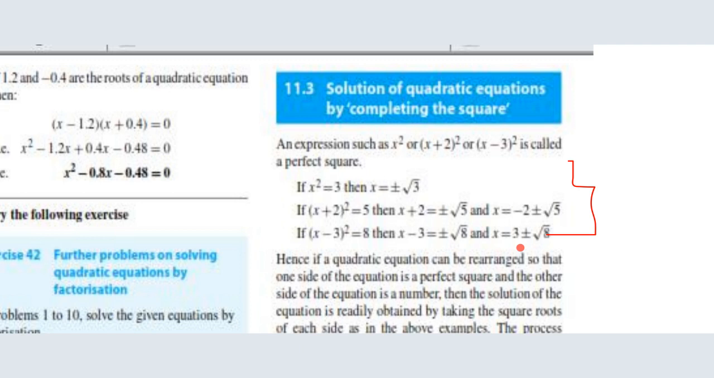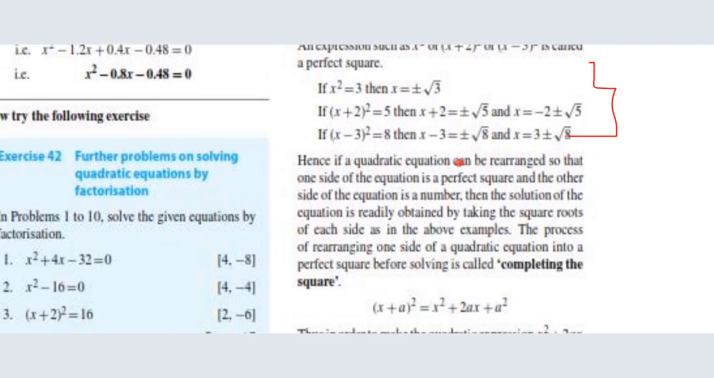We can rearrange our quadratic equation to form what we call a perfect square. Then from there, we can balance the equation. The process of rearranging any quadratic equation into a perfect square before you can obtain the roots is what we call the completing square method.